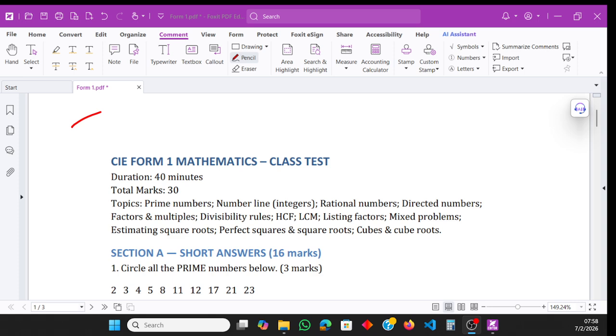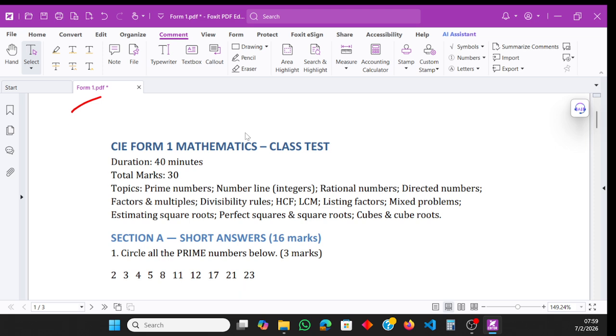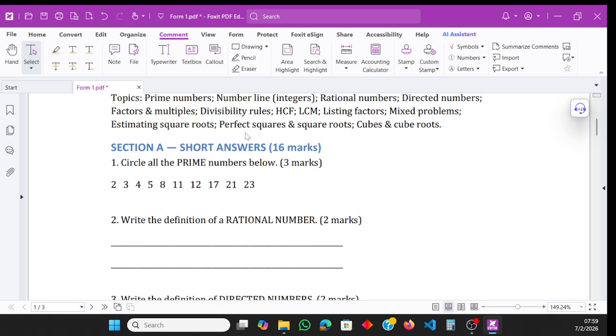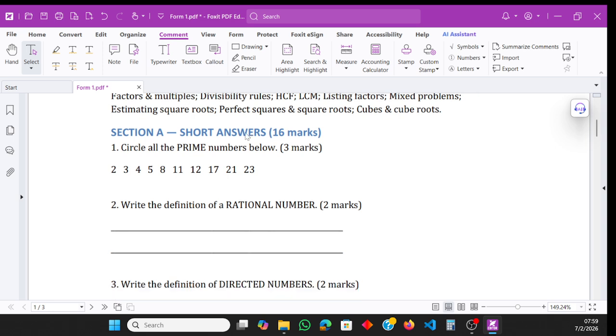This is one activity that, if we navigate the year truly, up to this month, that's February, we should have covered all those concepts listed, like prime numbers, number line, rational numbers, directed numbers, factors and multiples, divisibility rules, HCF, LCM, listing factors, mixed problems, estimating square roots, perfect squares, square roots, cubes, and cube roots. I hope this session will be interesting to you.